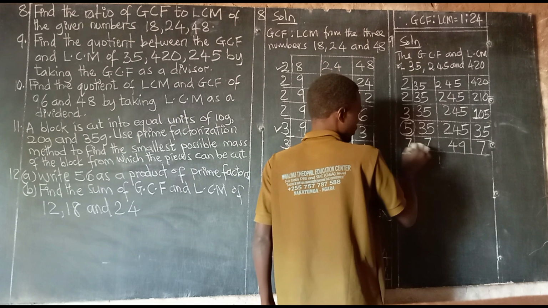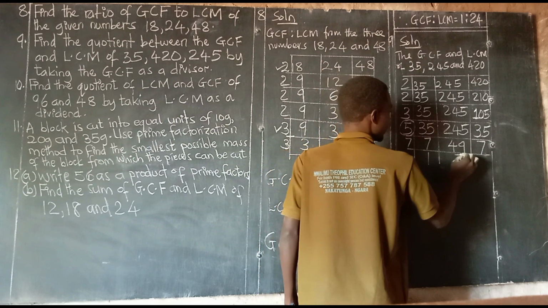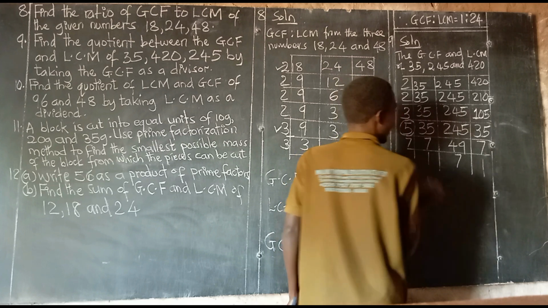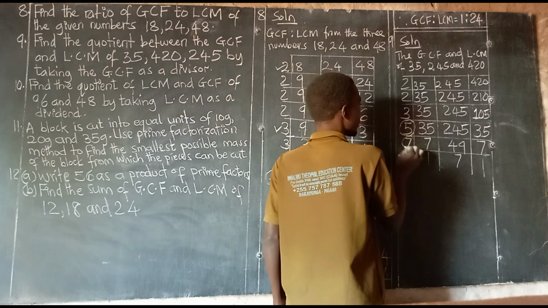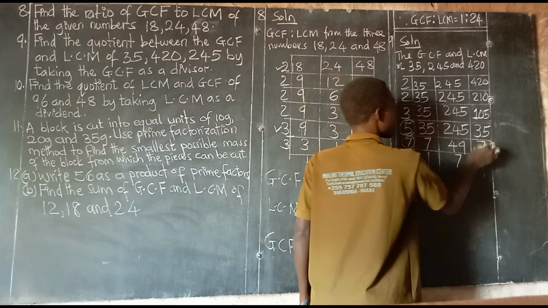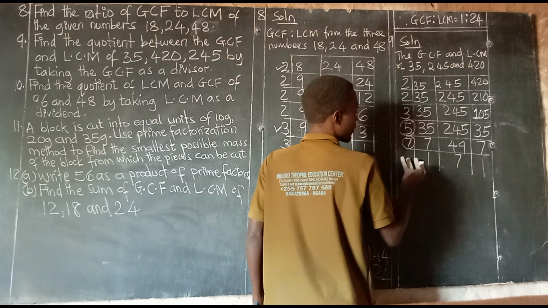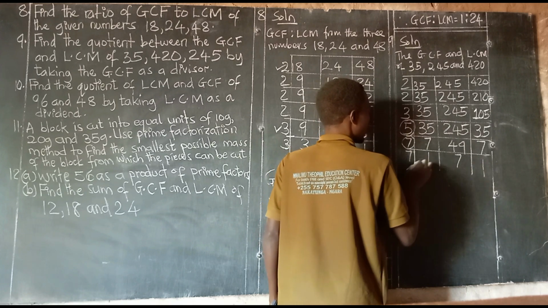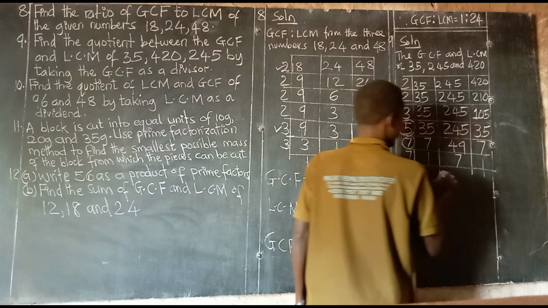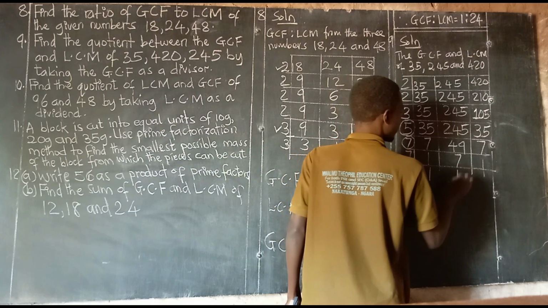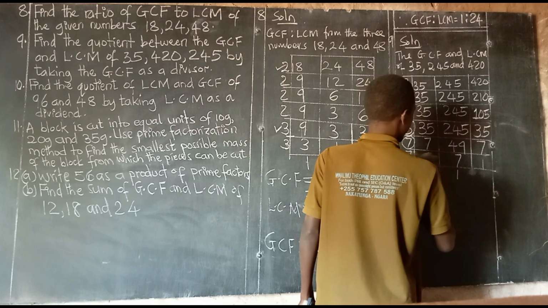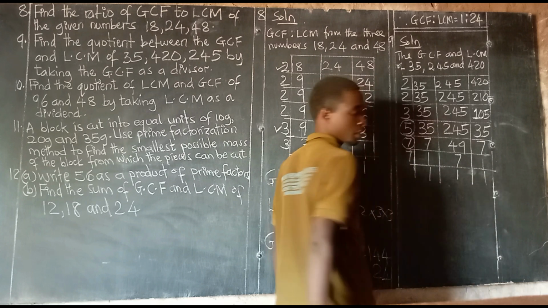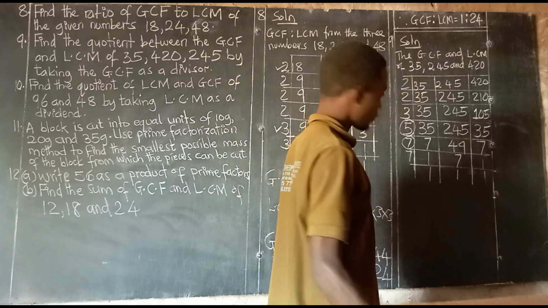7 over 7 we get 1. 49 over 7 you get 7. 7 over 7, you get 1. Now we have to circle this 7 as it is dividing all of the 3 numbers. What remains here? The only prime factor which can be used here is 7. Now 1 over 7, you write 1. 7 over 7, you get 1. 1 over 7, you write 1. After getting 1 at the end, that marks the end of dividing.